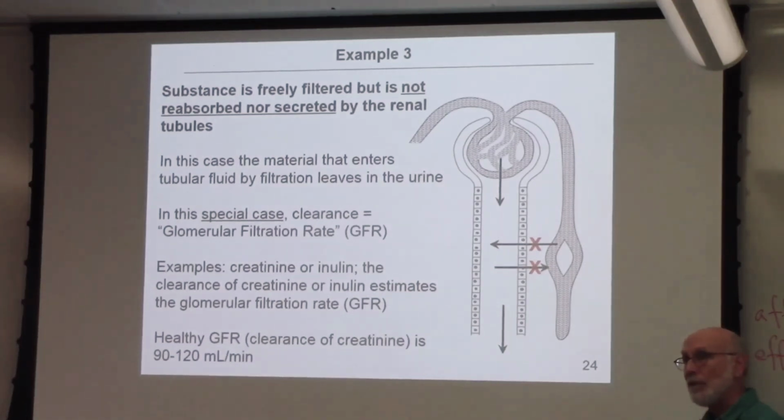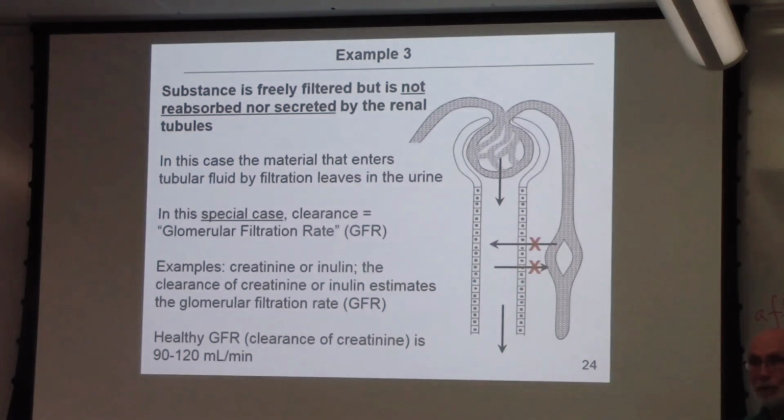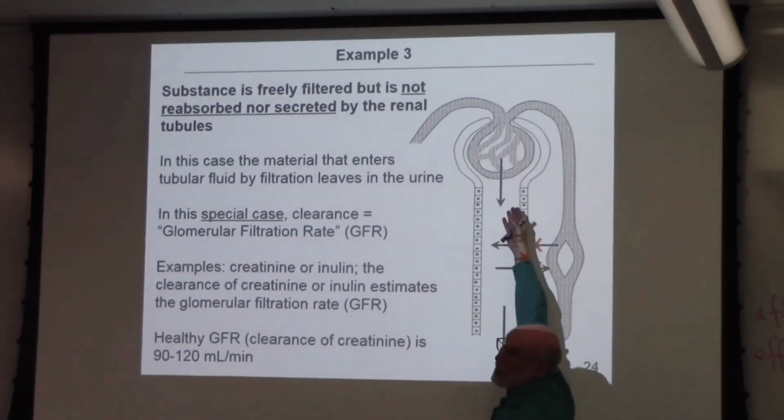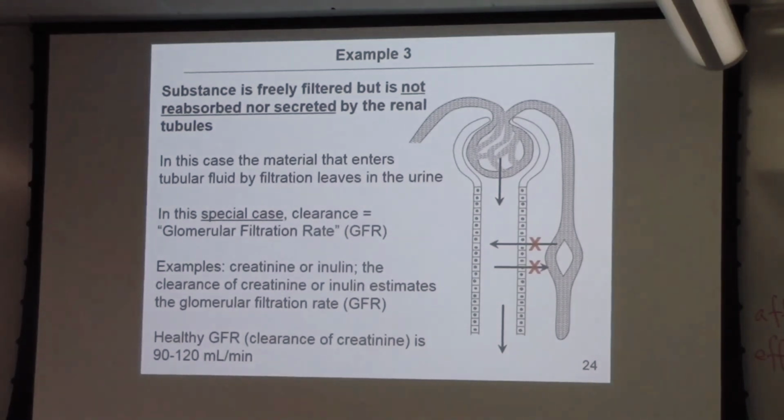And why creatinine? Creatinine clearance is a measure of GFR because it is freely filtered and it is not reabsorbed and it is not secreted by the renal tubules. It is not processed after filtration. So what ends up in the urine is what got filtered. And that's why clearance of creatinine is a measure of GFR. Is the clearance of glucose a good measure of GFR? No, it's a terrible measure of GFR because glucose clearance is 0, usually.